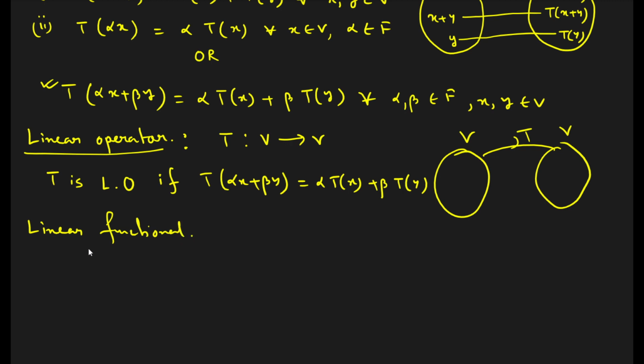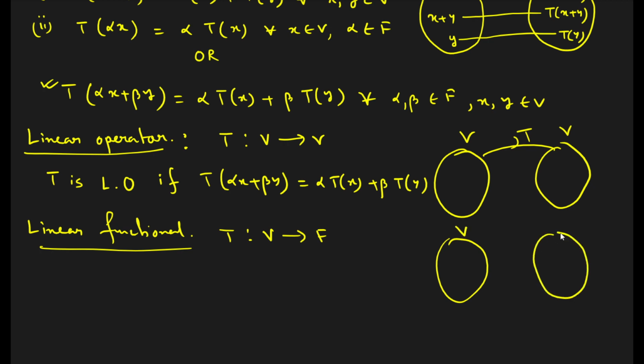Linear functional. In a linear functional, T is a transformation from V to the field. Here there is only one vector space, and the domain is what? The function is from the vector space to the field. So the domain is V, and the codomain is the field, which will be the scalars.